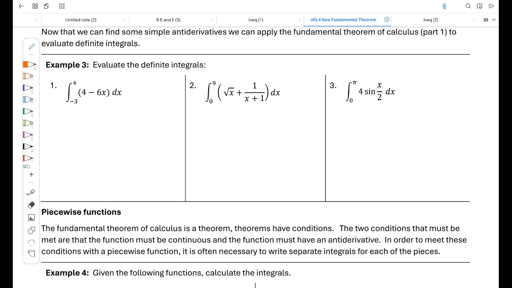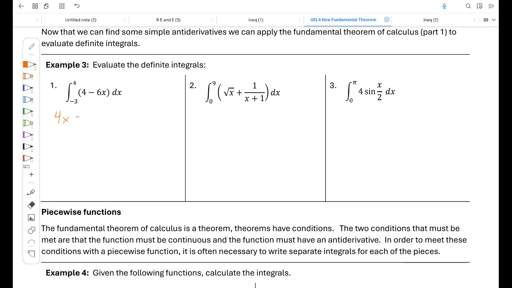And you'll see when we get into some of the other things we have to do with integrals, it's actually even more complicated working backwards than it is working forwards. But let's start with something easy. Antiderivative for 4 is 4x. So our antiderivative we're going to use is going to start with 4x. And an antiderivative for negative 6x is negative 3x squared.